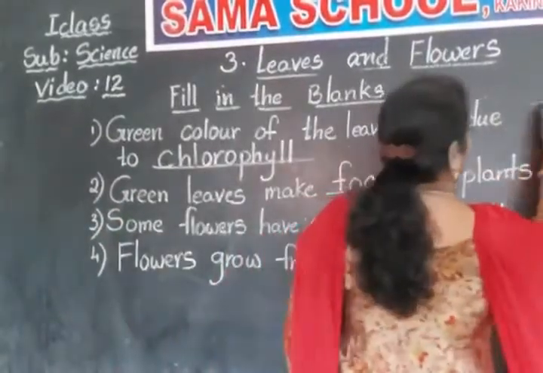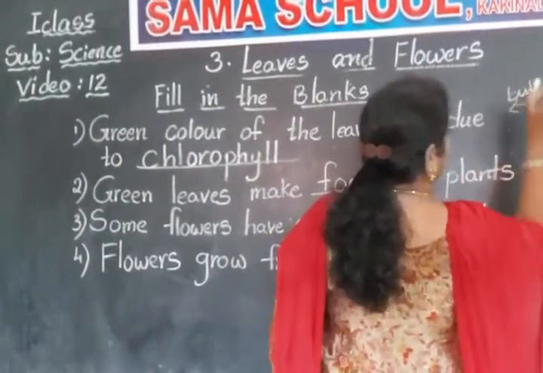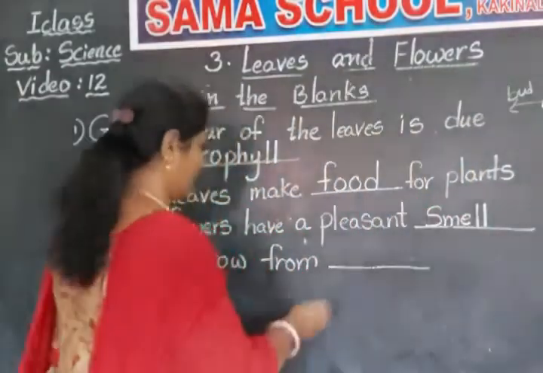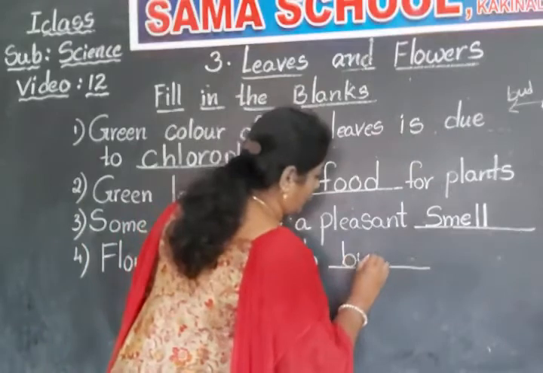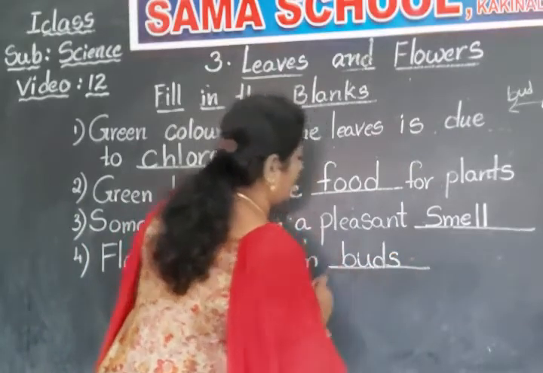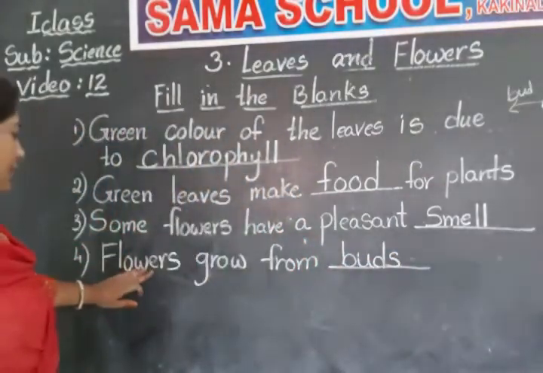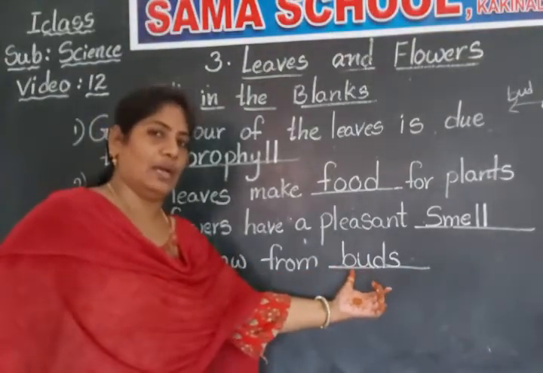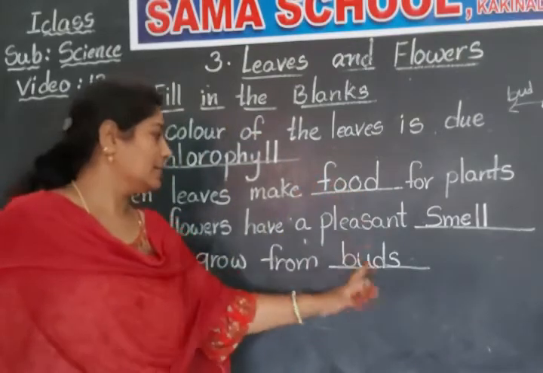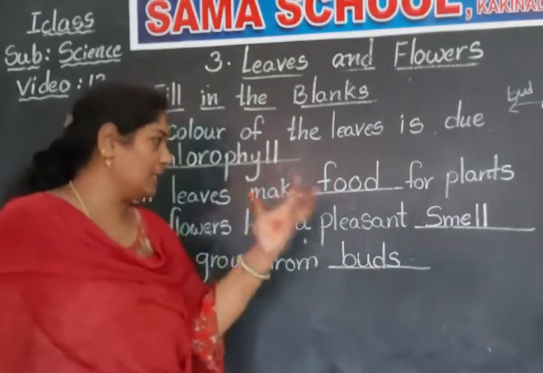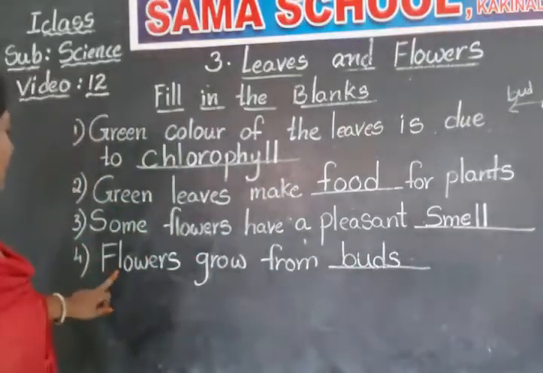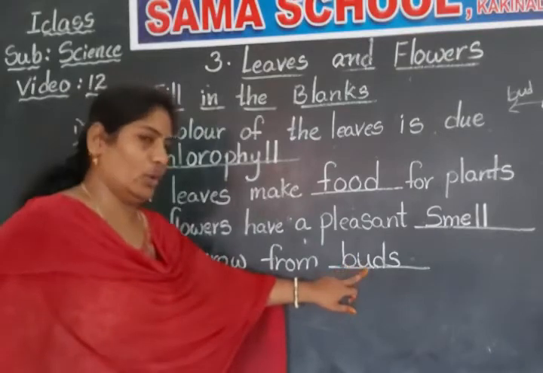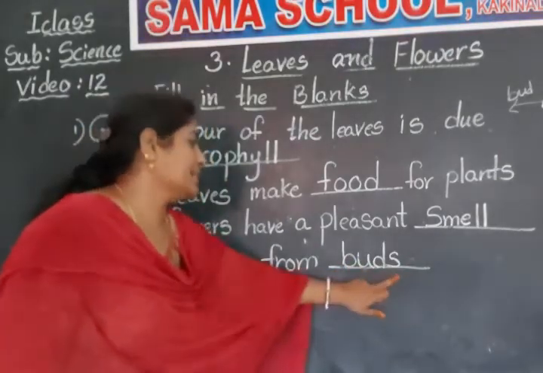This is called a bud. Buds. This is a flower. Okay, children? Buds. B, U, D. Flowers grow from buds. Buds ante mokkalam. Mokka nunchi flower vastundi kada. That is called buds. Mokkaga unna danni buds antaru. Okay. Flowers grow from buds. B U D S. Buds.